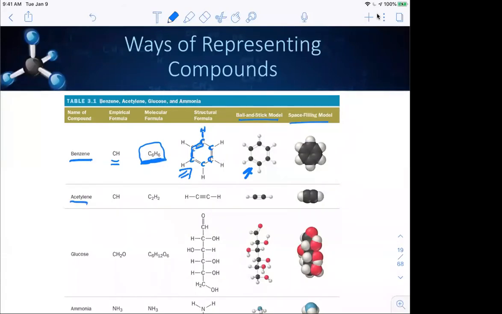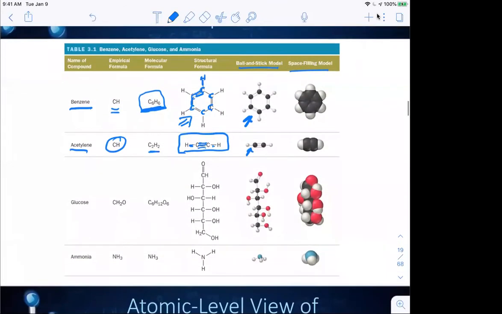Acetylene, C2H2. Again, this is what it actually looks like. I have a triple bond between the two carbons, and then I have a single bond to each hydrogen. That gives me the most information. This would be what it looks like in a molecular model. Because it's C2H2, if I divide by 2, I get this CH as my lowest whole number ratio between the elements, and that's my empirical formula, and so on and so forth.